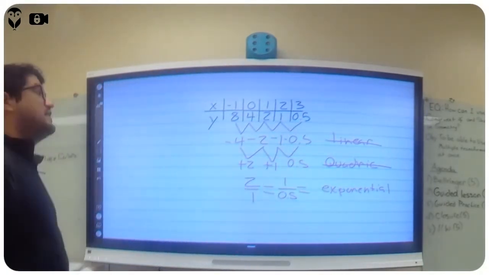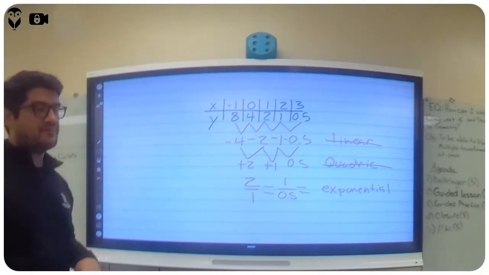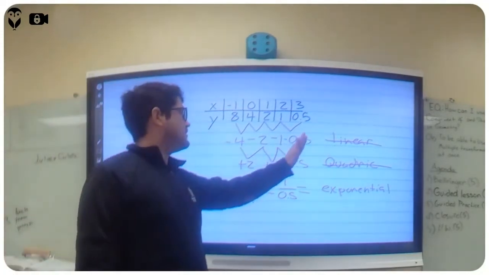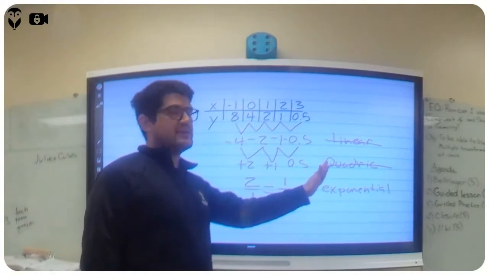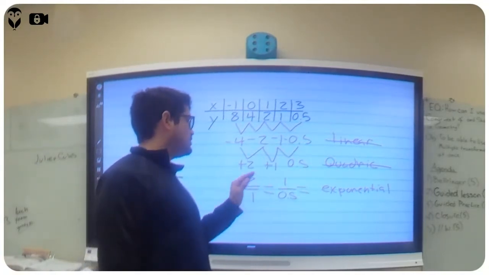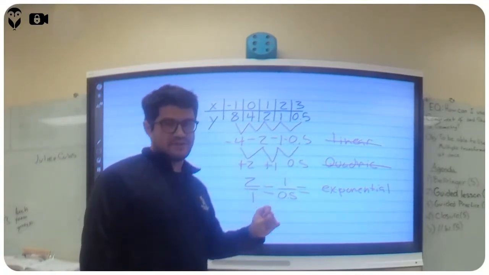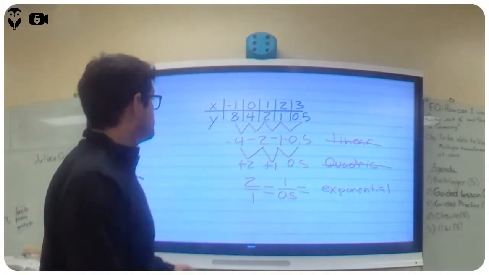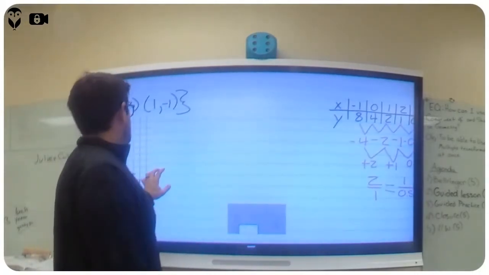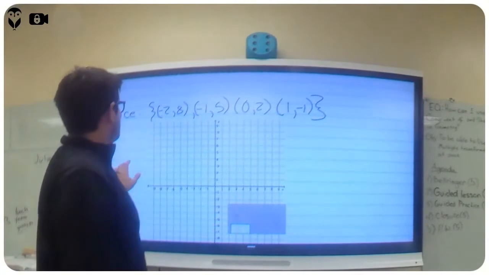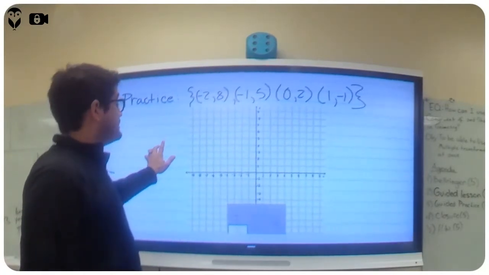Exponential. So that's how you check if something's exponential. First you check linear, then this line will tell you if it's quadratic, and then this last line, you check if this fraction is the same as that fraction. If it is, it's exponential. Keep going. I want you to practice.